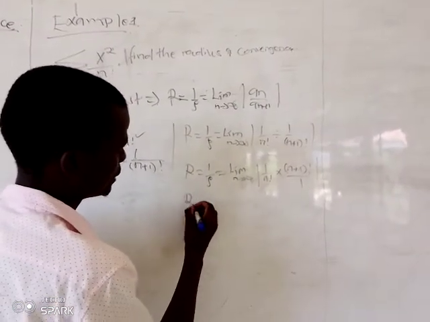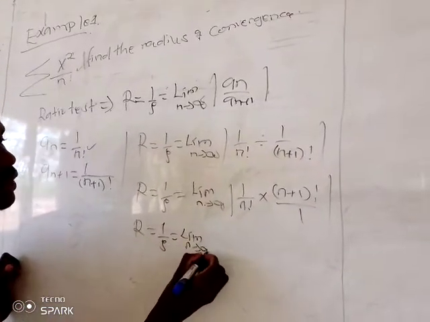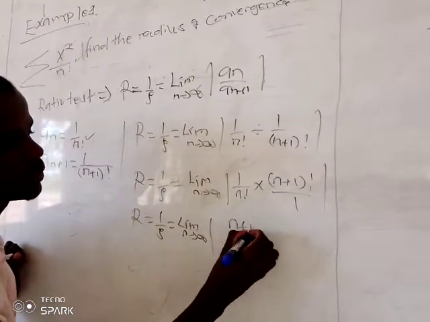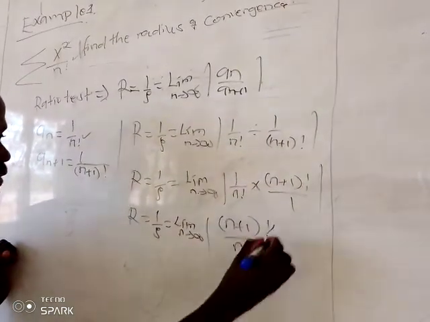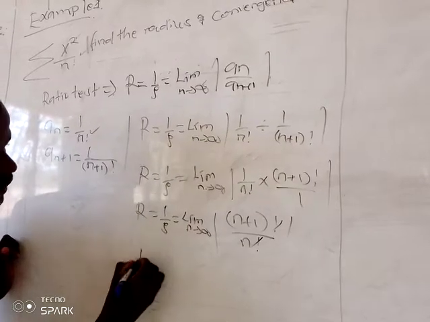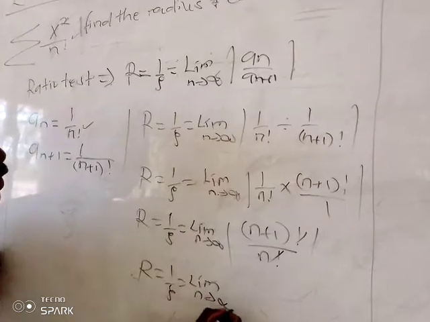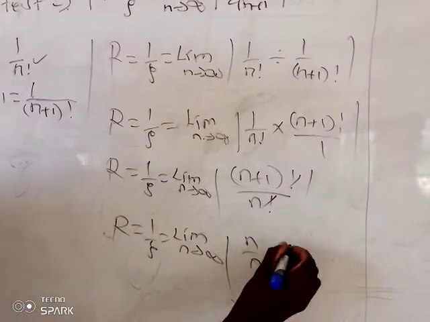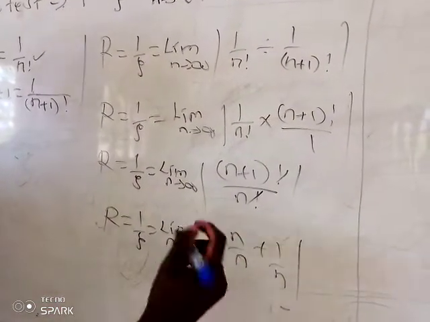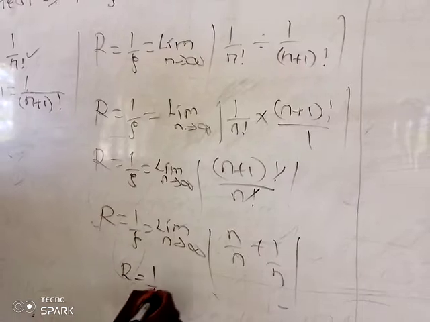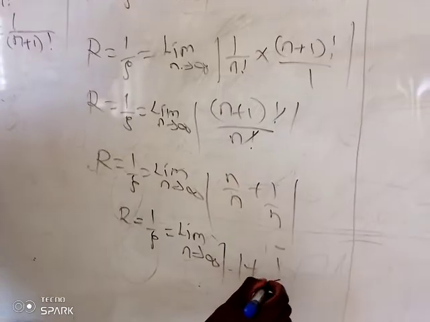So we end up saying R is equal to 1 over rho, which is equal to the limit as n tends to infinity of (n plus 1) factorial over n factorial. The factorial cancels, n remains. This is like writing R is equal to 1 over rho as the limit as n tends to infinity of n over n plus 1 over n. Remember, n tends to infinity. Here we cancel and we say R is equal to 1 over rho, which is equal to the limit as n tends to infinity of 1 plus 1 over n.